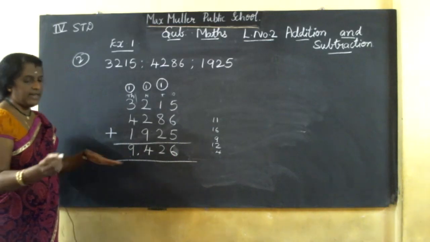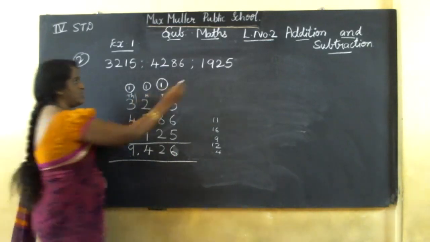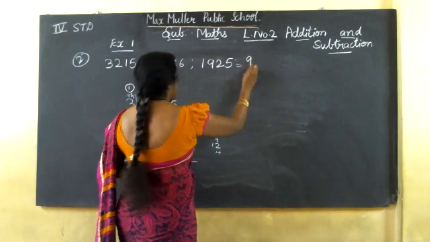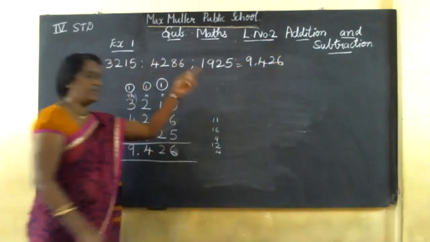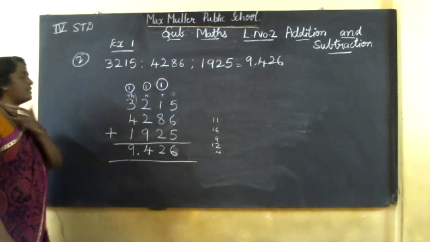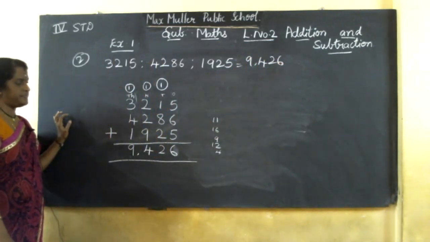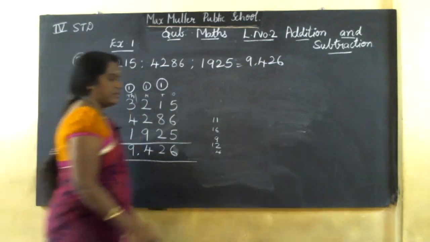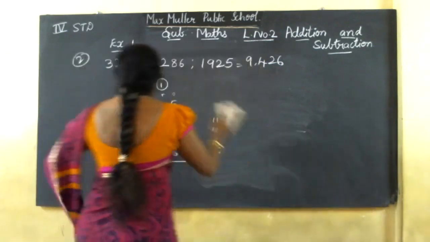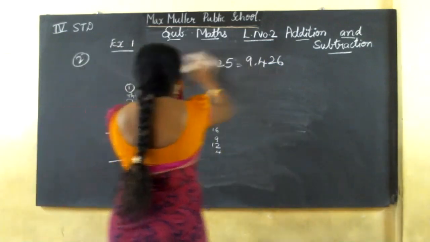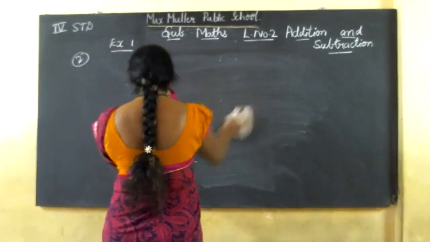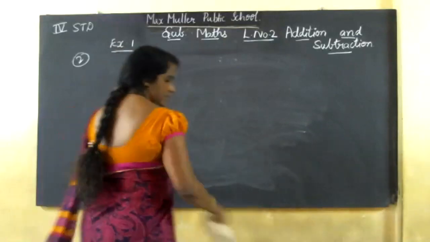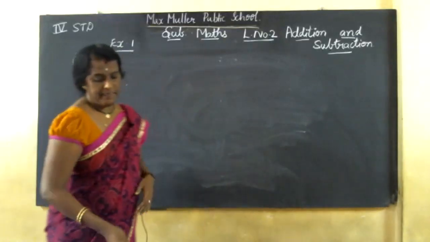You can write the direct answer in the textbook. Put a dash here. Your answer is 9,426. You should write like this. Okay. Yes, second sum.